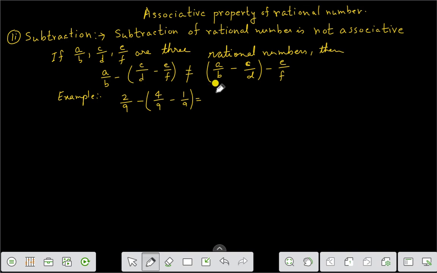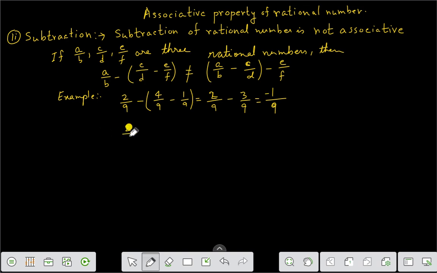It will come to, you see, it is 2 by 9 minus 4 minus 1, that is 4 minus 1, that is 3 by 9 minus 3 by 9. Or you can say the denominator is 9 and 2 minus 3 is equal to minus 1. It is minus 1 by 9.